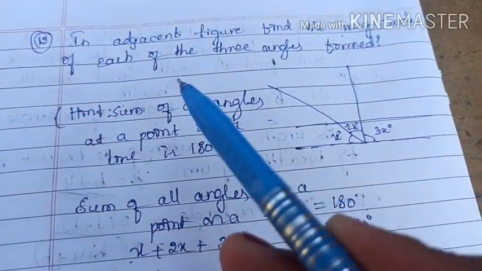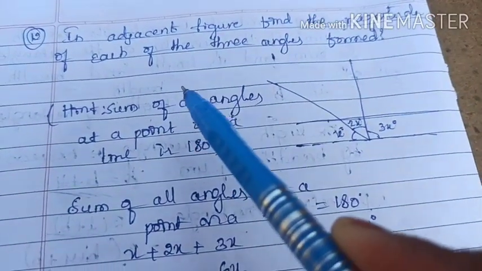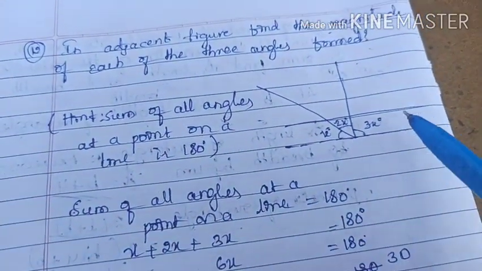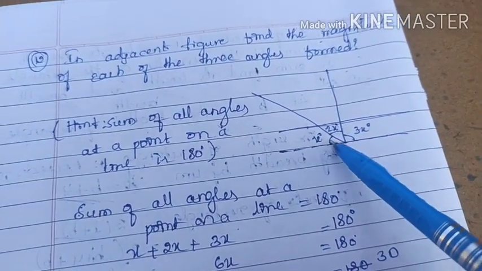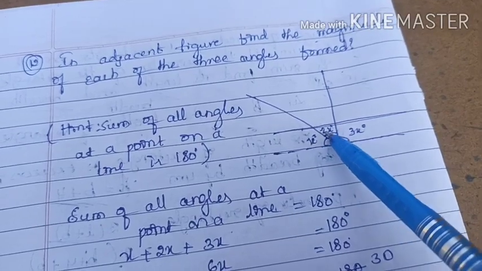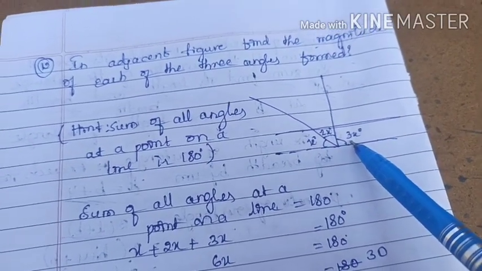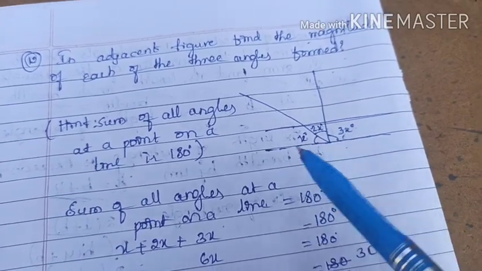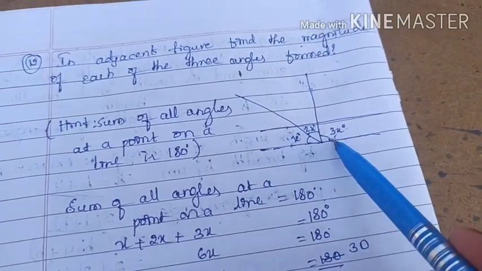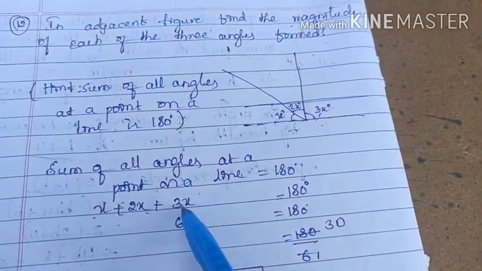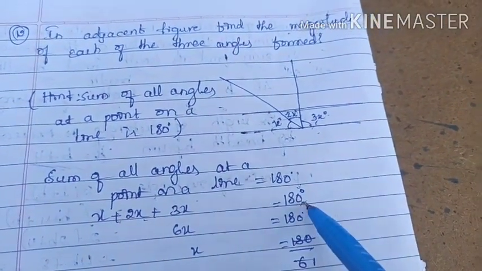Here is the next problem. In the adjacent figure, find the magnitude of each of the 3 angles formed. They have given one figure. In that, the number of formed angles is 3: x degrees, 2x degrees and 3x degrees. We know that the angle formed at a point on a straight line is equal to 180. So the sum of all these angles is equal to 180. That is x degrees plus 2x degrees plus 3x degrees is equal to 180.